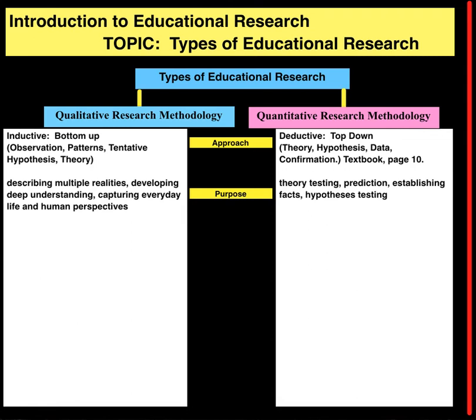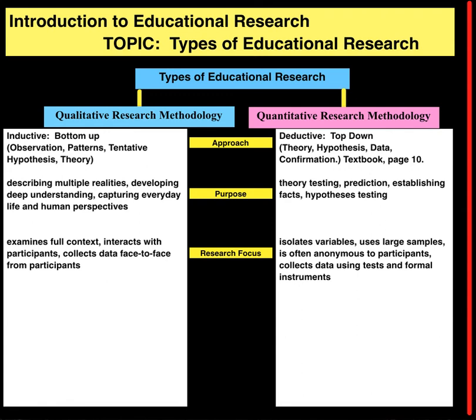Whereas the purpose of quantitative research is to understand educational phenomena by developing and testing existing theories through hypothesis testing, by establishing facts based on these theories and using these facts to make predictions. The goal of both approaches is the same: to uncover reality. However, the process is quite different.